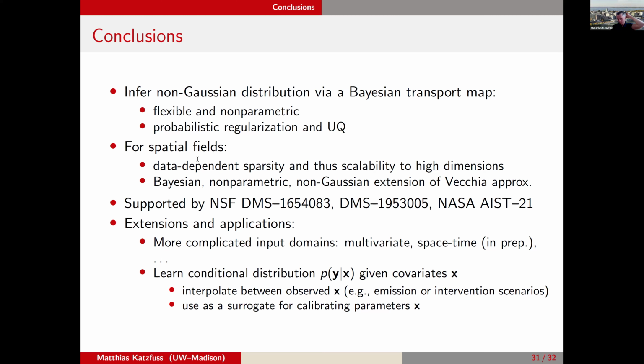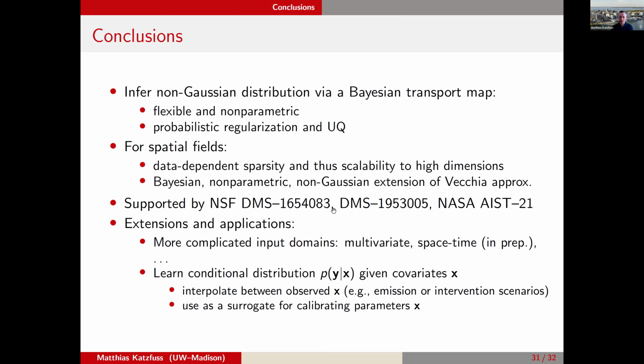For spatial fields in particular, we have this data-dependent sparsity, this M parameter that we let the data determine, and that allows us to scale to really high dimensions. For those of you familiar with Vecchia approximation of Gaussian processes, that's something I've worked on a lot. You can think of this as a Bayesian, non-parametric, and non-Gaussian extension of Vecchia approximations.